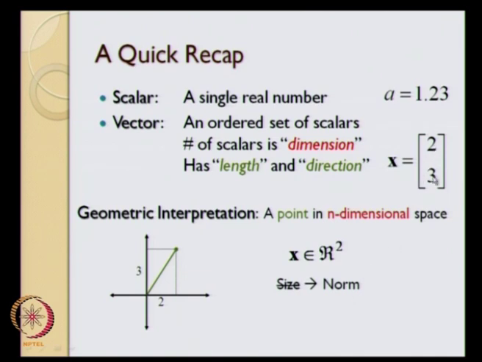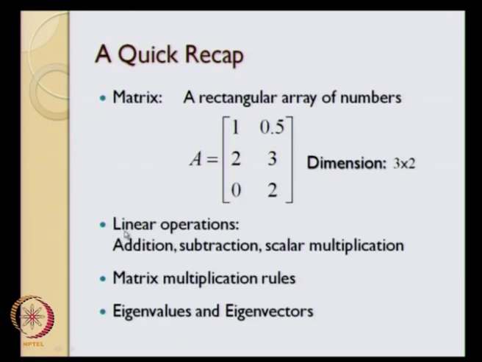For example, in this particular case, the length of this vector is going to be equal to 2 squared plus 3 squared, square root of that number. So, the length of this vector is going to be square root of 4 plus 9 or square root of 13, and then there are several linear operations that we can do on this particular matrix, and that is addition, subtraction, scalar multiplication. These are the various linear operations that can be done on a matrix or bunch of matrices, and we should be familiar with the rules of addition and subtraction.